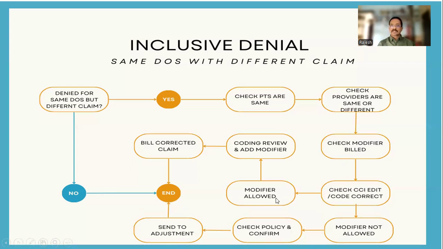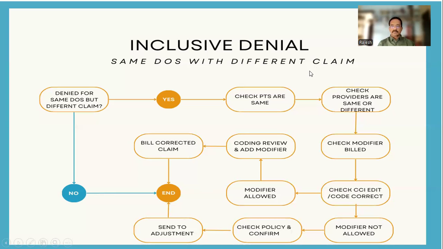Here, when the modifier is allowed, go to the coding review, add the modifier, and go to the billing corrected claim, and then it will get ended. We refile the corrected claim, and this will get ended for an inclusive denial claim when it is the same DAS, but it is a different claim.